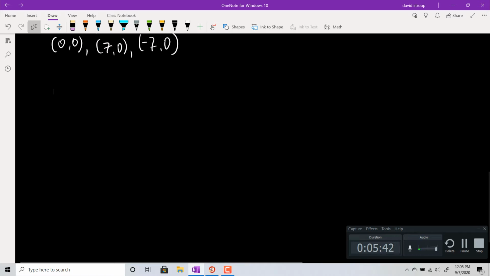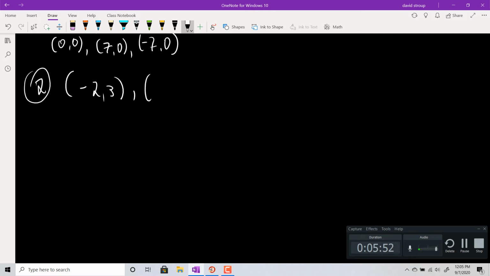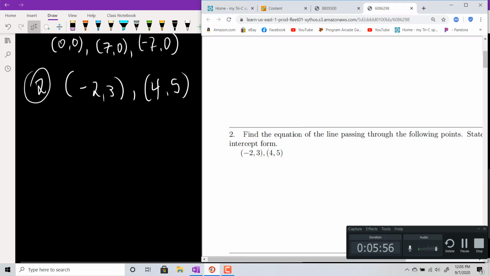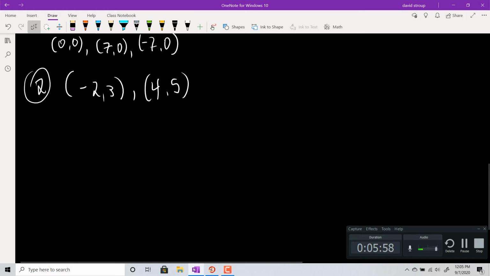Okay, so this is number 2, and we have the points (-2, 3) and (4, 5), I believe. So let me look. (-2, 3), (4, 5). Yep. Okay. So you need two things to pull this off. You need a slope and you need a point, right?